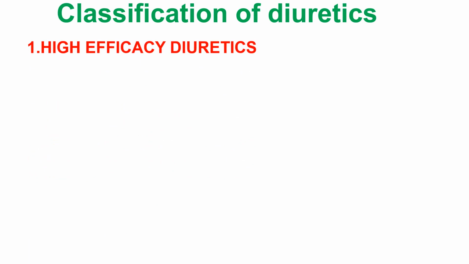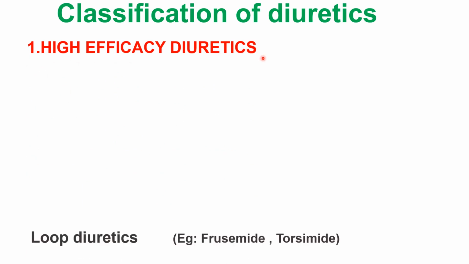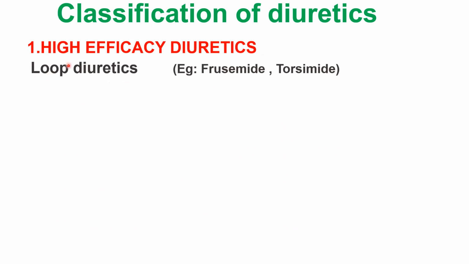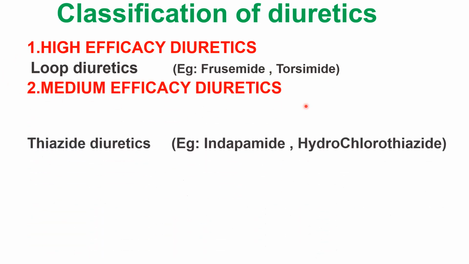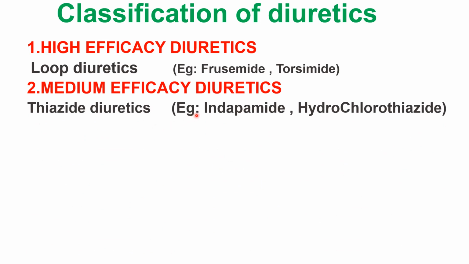So classification of diuretics, which is very important from an exam point of view. They'll be asking you in a 15-mark question. First one, that is high efficacy diuretics. First classification. So first one is loop diuretics in high efficacy diuretic. So for example, furosemide and torsemide. So Lasix, you will be knowing furosemide as a Lasix. It's a brand name. Second one is medium efficacy, that is thiazide diuretics. Examples, you can have indapamide or hydrochlorothiazide or chlorothiazide.